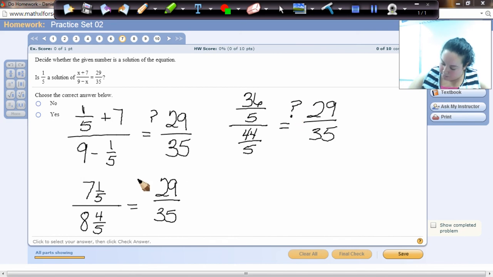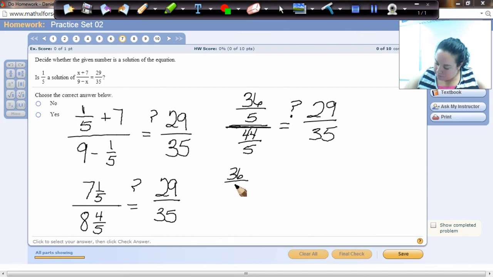We don't know if it's equal, so we're just trying to figure it out. Can we simplify this even more? How do we simplify this? We have a fraction on top of another fraction. We flip the bottom one and multiply. Okay, so remember, this means divide. So how do we divide fractions? We flip the second one and we multiply. So 5 over 44. Okay, reduce this where we can.